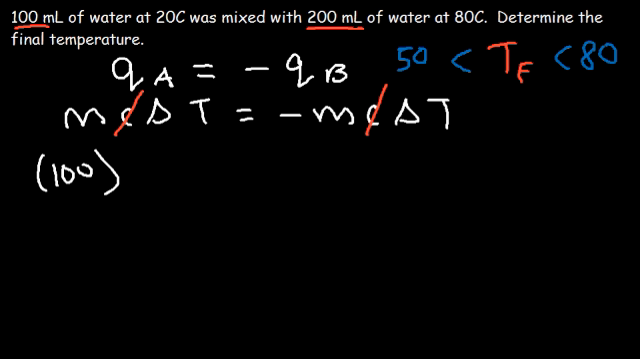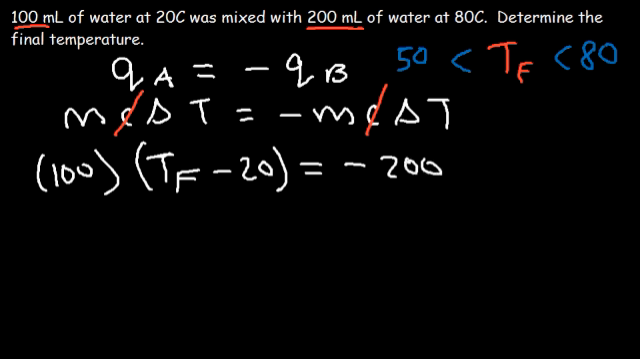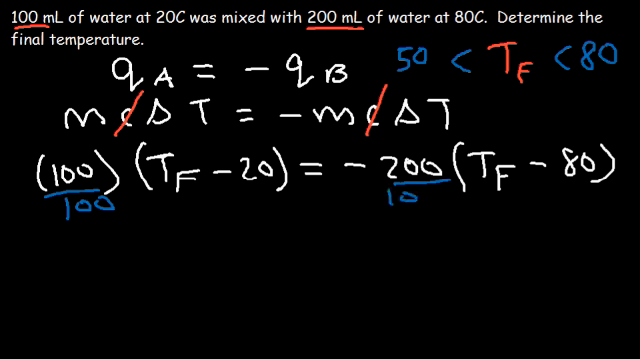Delta T is the final temperature, T_F, which is what we're looking for, minus the initial temperature. For the cold water sample, it's 20. And the mass of the other sample has to be 200 grams. 200 milliliters is equal to 200 grams. And the final temperature is going to be the same. And the initial temperature for that is negative 80. Now, if we divide both sides by 100, we can cancel a few zeros. So this is going to disappear as 1, and that's going to be negative 2.